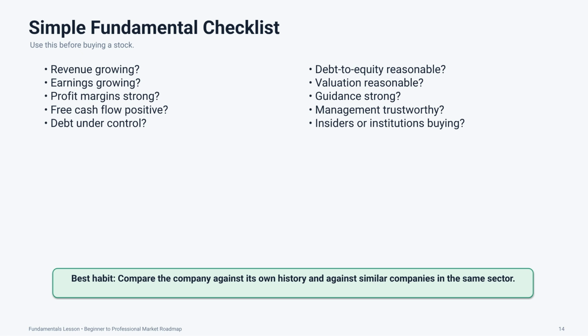Is guidance strong? Management's future outlook can move the stock. Is management trustworthy? Good leadership matters. Are insiders or institutions buying? This can show confidence from people close to the company or from large investors. The best habit is to compare the company against its own history and against similar companies in the same sector.